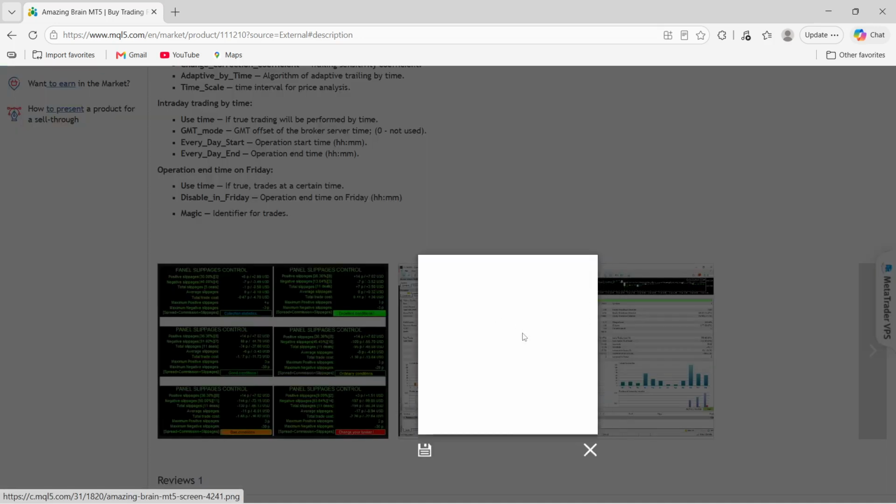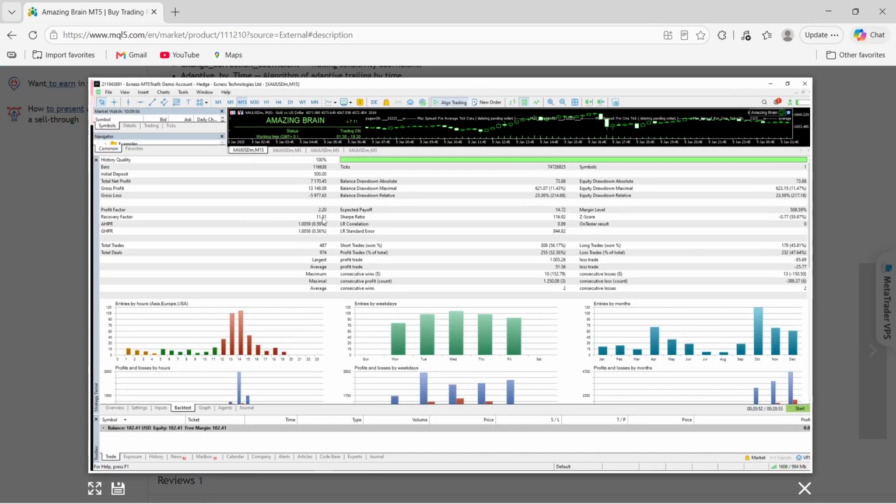Right, so let's take a look at some of the results from the developer's test. So you can see for an initial deposit of $500, total net profit over the period was $7,170. As you can see here, the profit factor was 2.20, and the balance drawdown was 11.43%, or 11.41% rather.